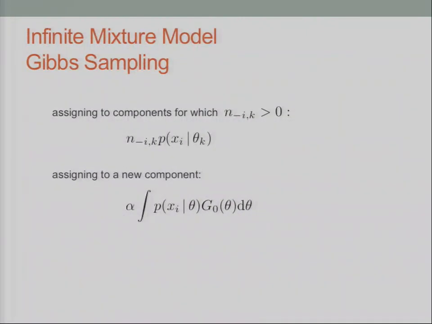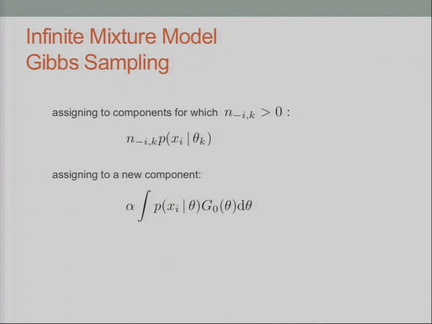So what are those probabilities? Basically, they have components coming from the prior and the likelihood terms. So the probability of assigning to components for which there are more than 0 number of things assigned to, so going to one of the non-empty components, is proportional to the number of things that belong to that component, except the data point that you're sampling for now. So this is what this notation means.